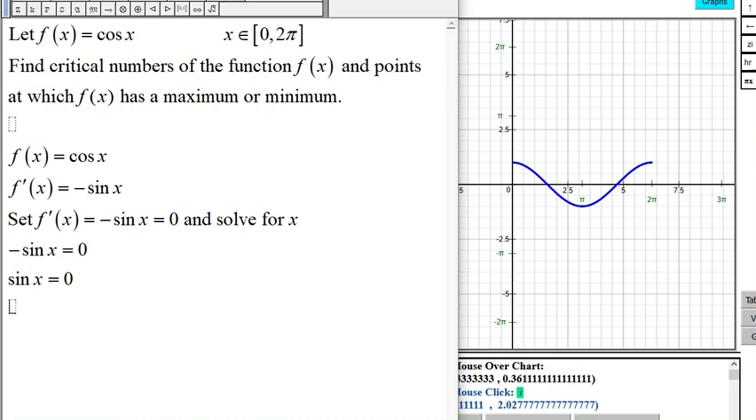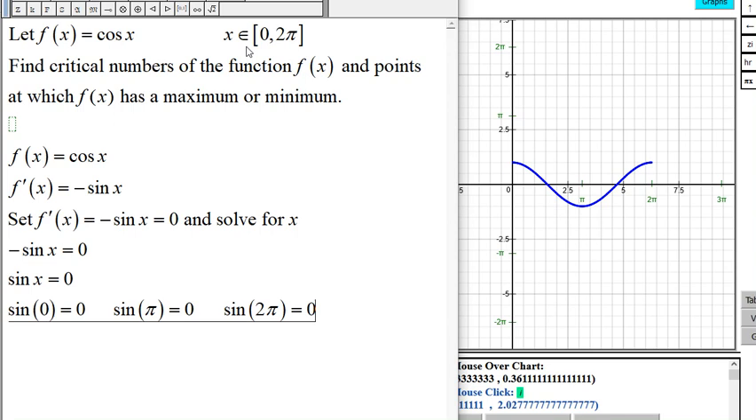And then think about where the sine is equal to 0. We know that sine of 0 is equal to 0. And then look on the trigonometric table of values, and we can find these things. And then we know that sine of pi is equal to 0, and that sine of 2 pi is equal to 0.